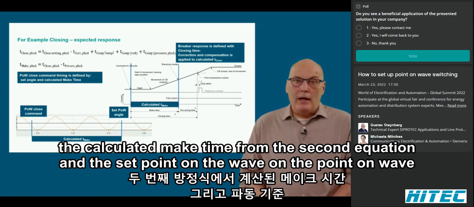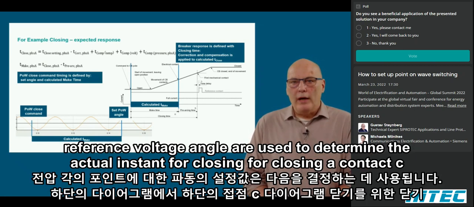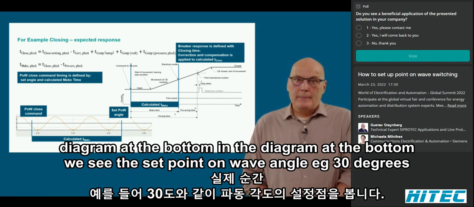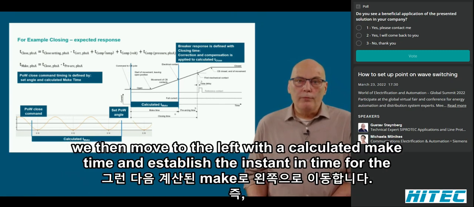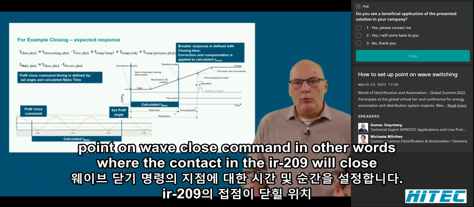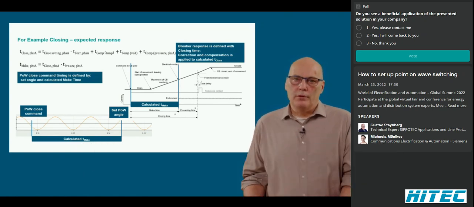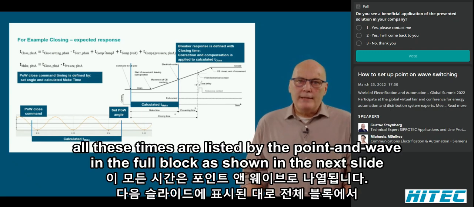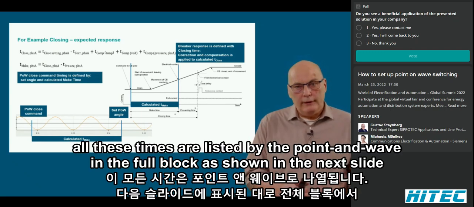The calculated make time from the second equation and the set point-on-wave reference voltage angle are used to determine the actual instant for closing the contact. See diagram at the bottom. In the diagram at the bottom, we see the set point-on-wave angle, e.g. 30 degrees. We then move to the left with a calculated make time and establish the instant in time for the point-on-wave close command. In other words, where the contact in the IO209 will close. All these times are listed by the point-on-wave in the fault log as shown in the next slide.